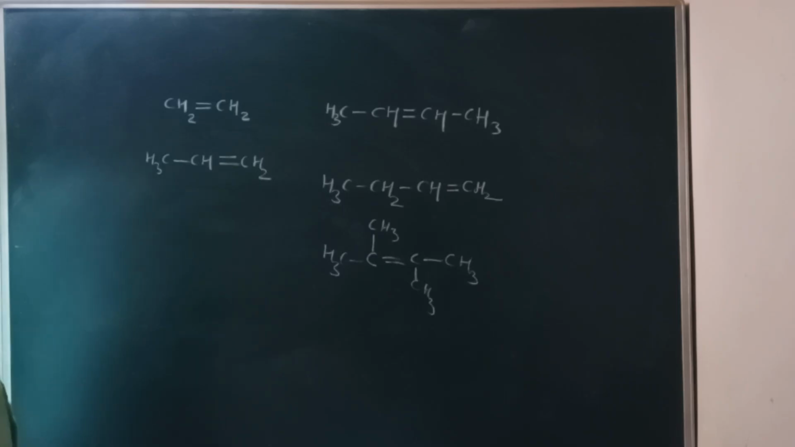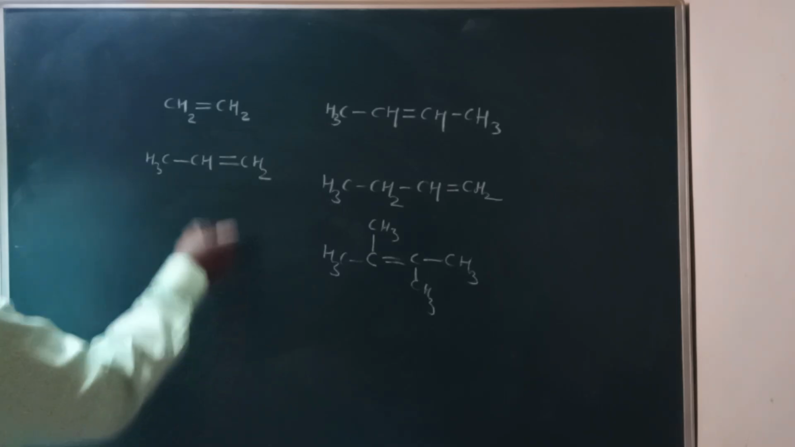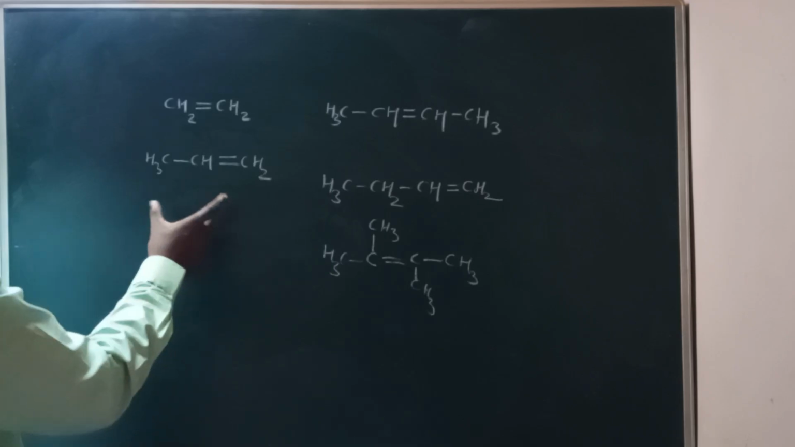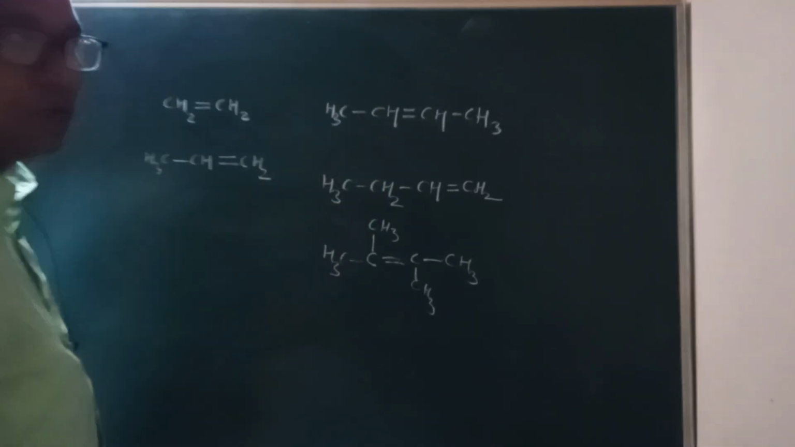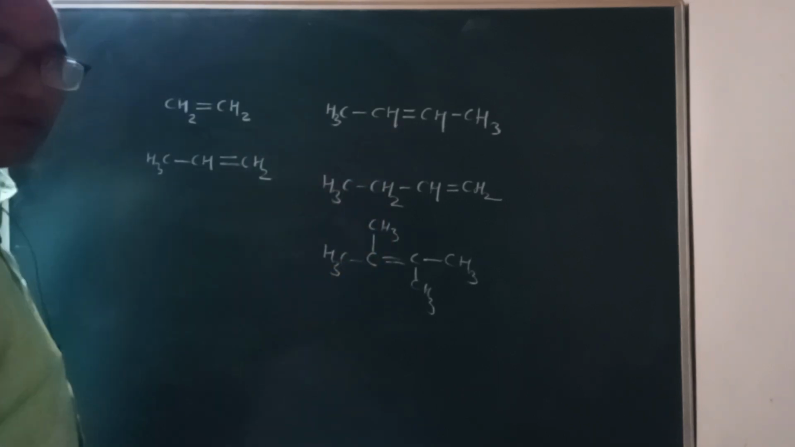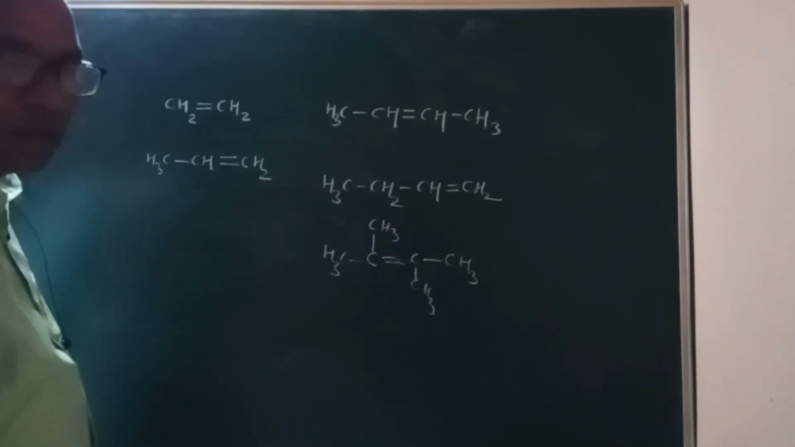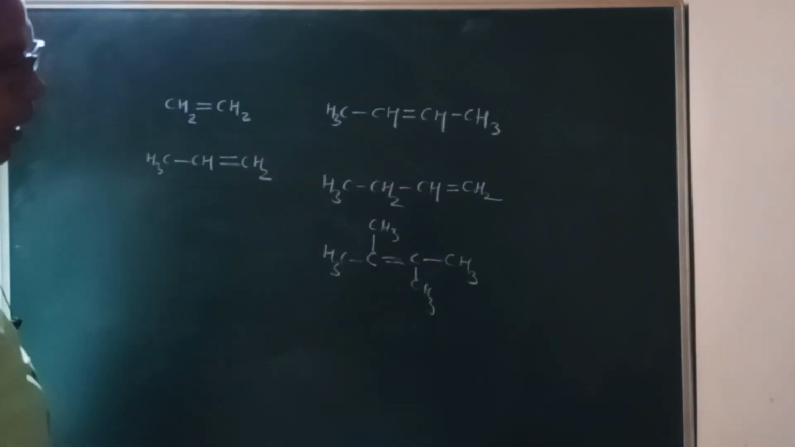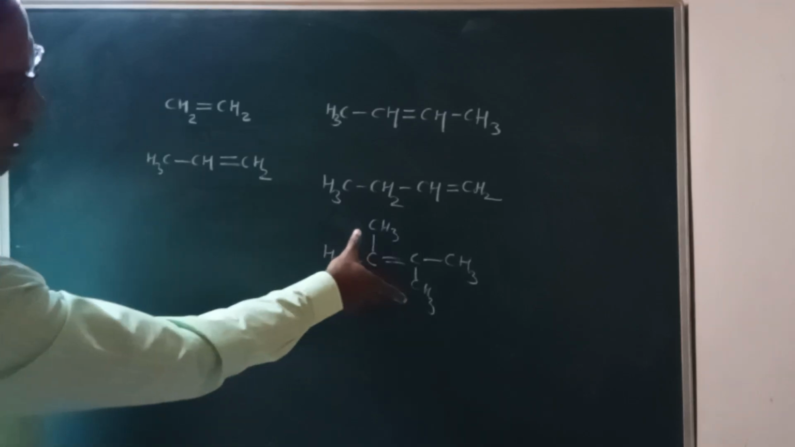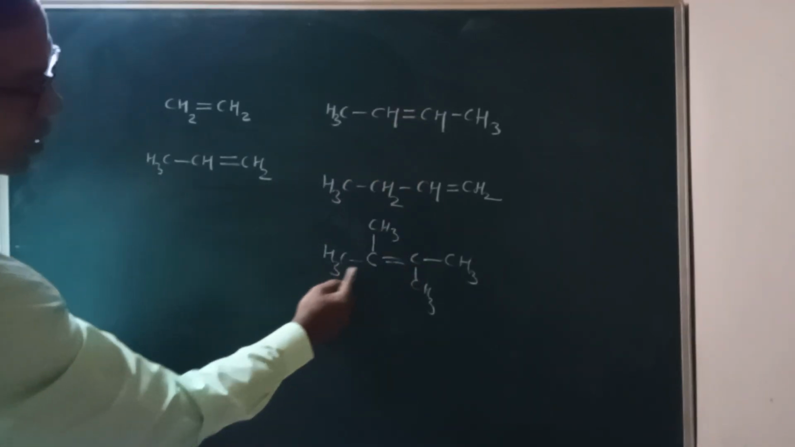So these are some examples of alkenes. This is ethene or ethylene. This alkene is called propene, right? Now this alkene is 2-butene. The next one is its position isomer, 1-butene. And the next one is the dimethyl derivative of this compound. So 1, 2, 3, 4.